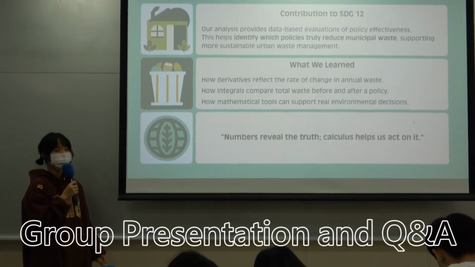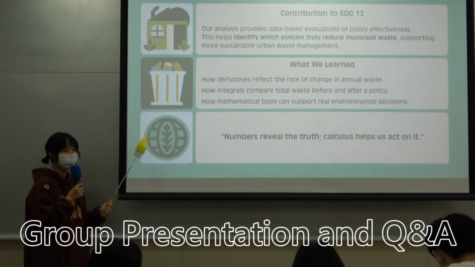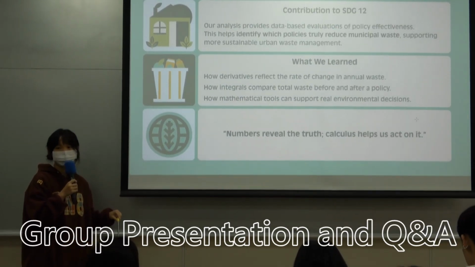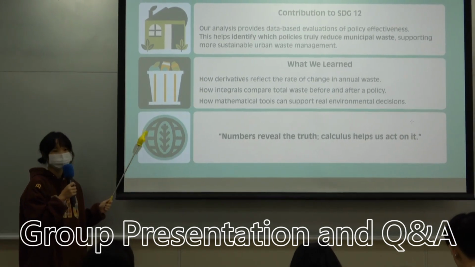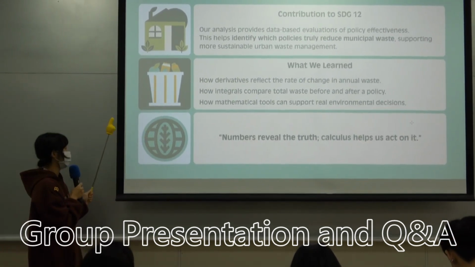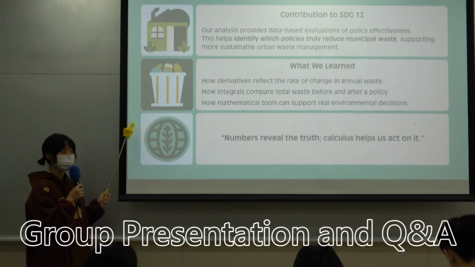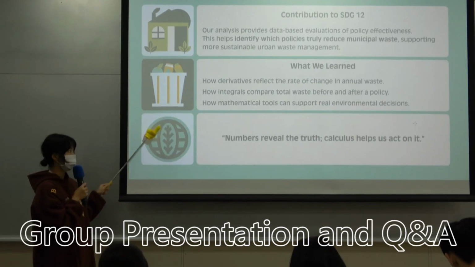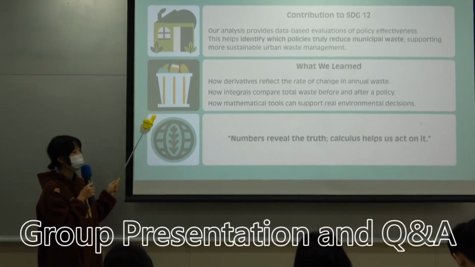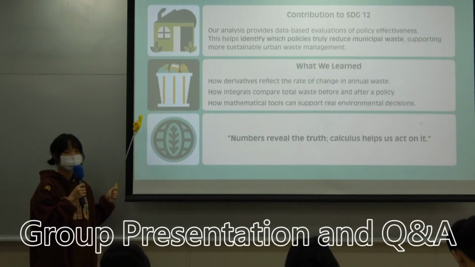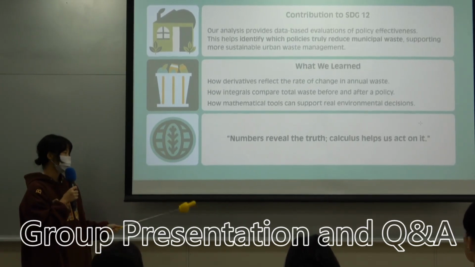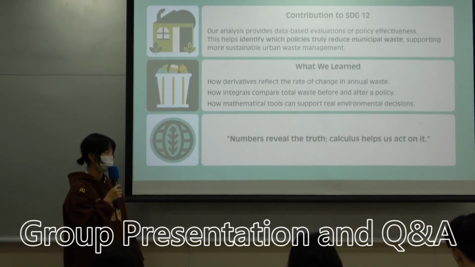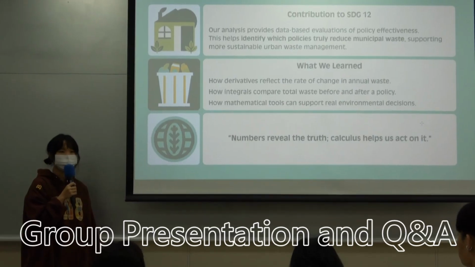So this method can be used for many problems, like other groups said: measuring ridership, birth rates, death rates, or other environmental issue data. We can use this fundamental theorem to show whether the government's policy is effective. So this is our takeaway sentence: Numbers reveal the truth. Calculus helps us uncover it. This is our presentation. Thank you.